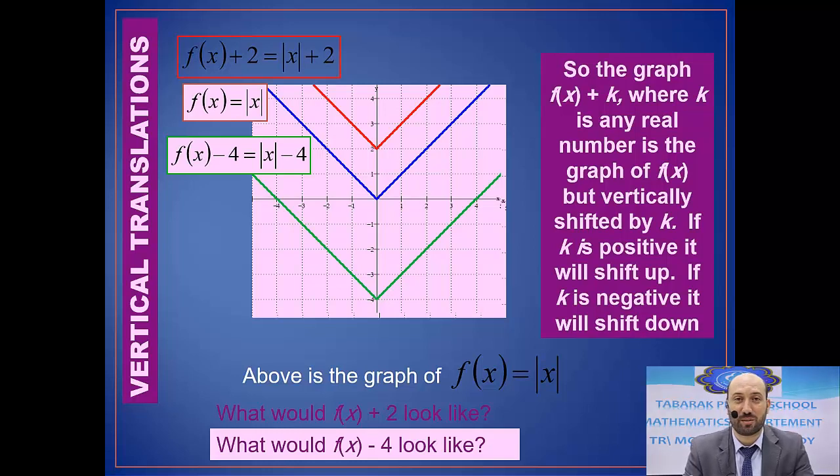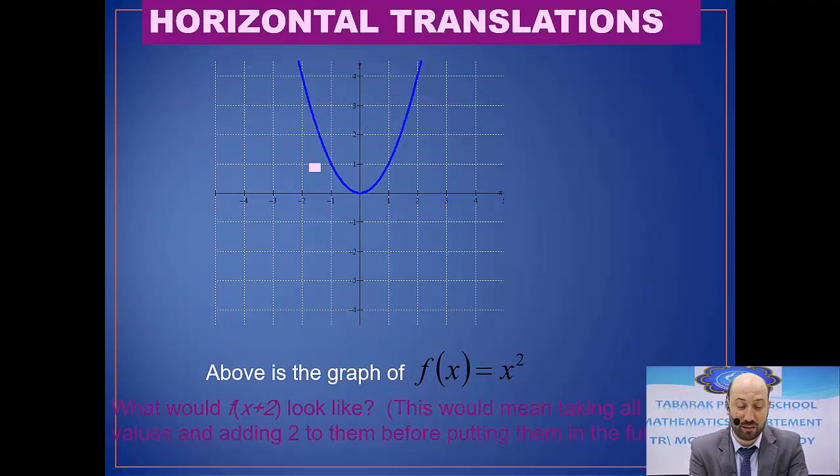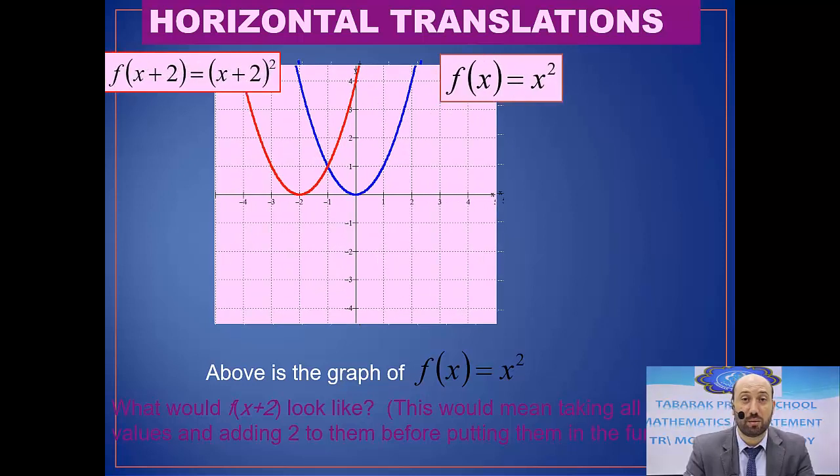Now horizontal translation. Above graph, it's about f(x) = x squared, the blue one. What would f(x + 2) look like? This would mean taking all the x values and adding 2 to them before putting them in the function. That means the blue quadratic function, we are going to move it 2 units to the left.